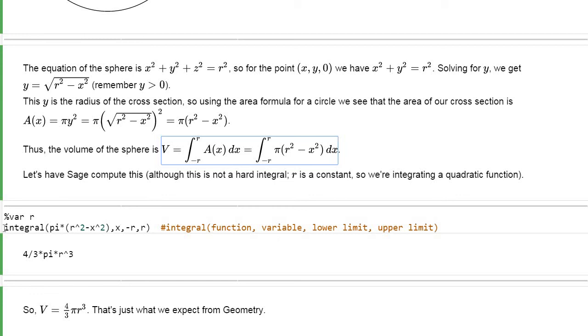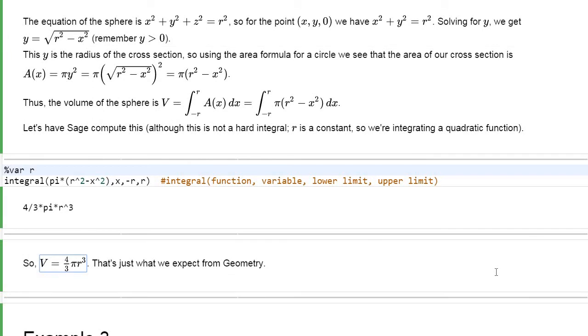So here's my integral command. Don't forget to declare the variable r before you do this integral. And pi times r squared minus x squared. The variable of integration is x. x ranges from minus r to r, and the answer is 4/3 pi r cubed. There it is. That's exactly the same answer we learned in geometry. So that's good. Calculus agrees with geometry.